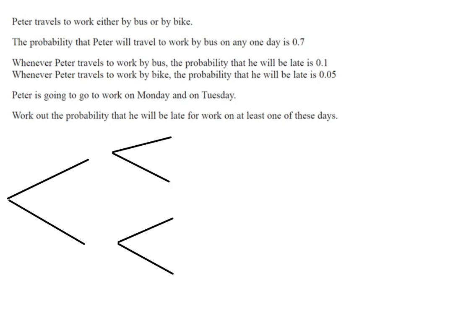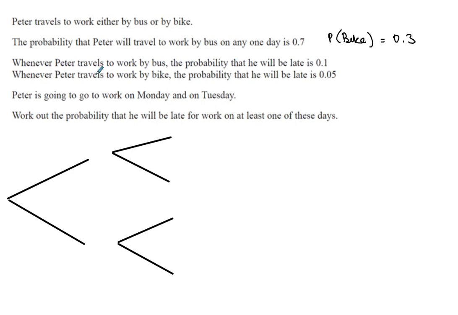And this one. Peter travels to work either by bus or by bike. Okay. It's terrible when they use B and B. The probability that Peter will travel to work by bus is 0.7. When he travels to work, so the probability of going by bike will be 0.3. So again, the minute I write something, I feel like I'm part of this question.